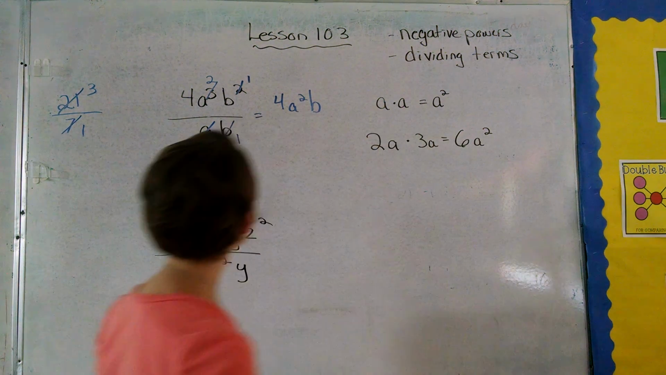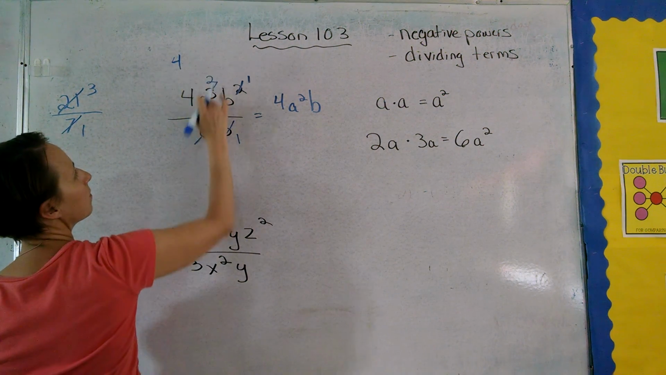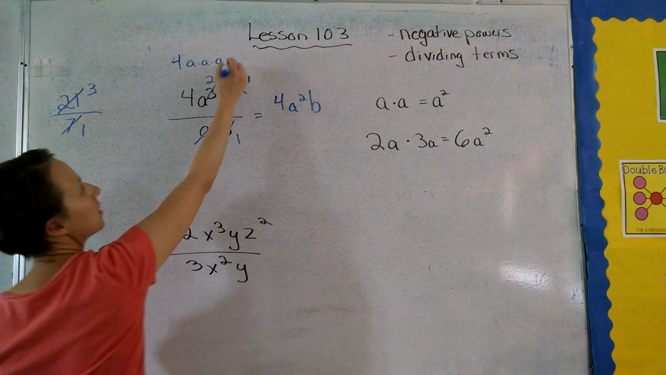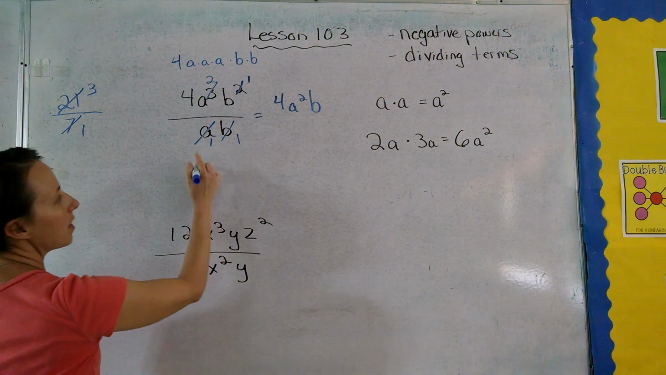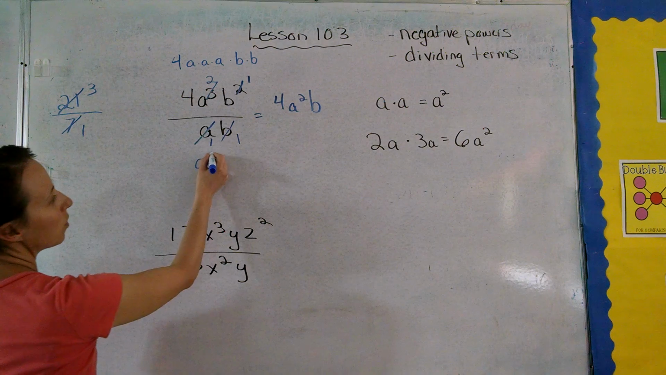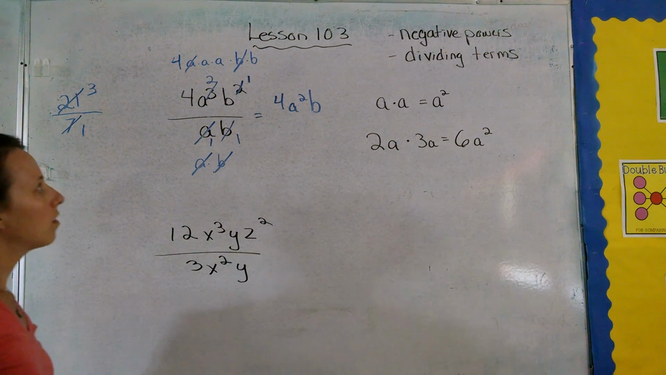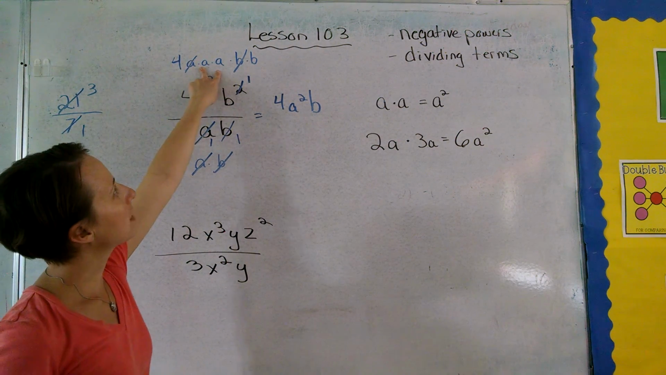Another way to think about that, if you're looking at this problem, is that this can be thought of as 4A to the third, which is A times A times A, B squared, which is B times B. And this could be thought of as A times B. One way to think of it is that we're canceling out an A from both sides and a B from both sides of the fraction, leaving me with 4A squared B.